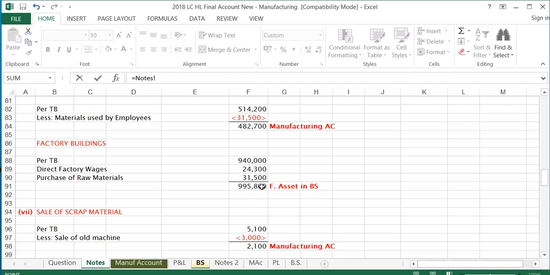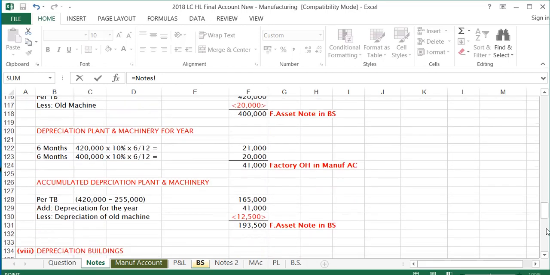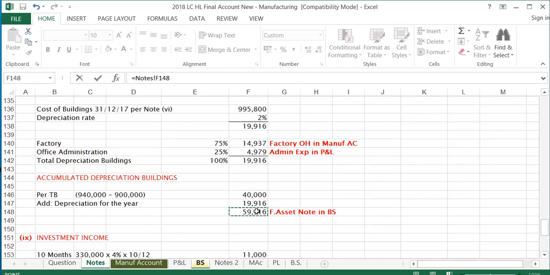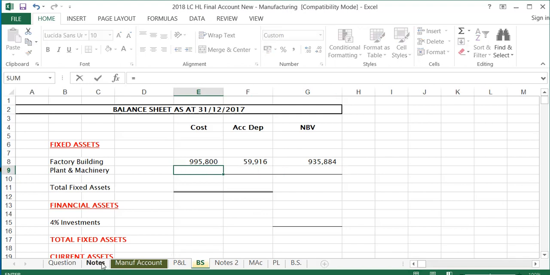I can see 995,800. The accumulated depreciation of buildings I also worked out in the notes. So the accumulated depreciation of buildings is 59,916. So the cost minus the depreciation leaves me with a net book value of 935,884. Plant and machinery, again there is a change to plant and machinery when we sold the machine.